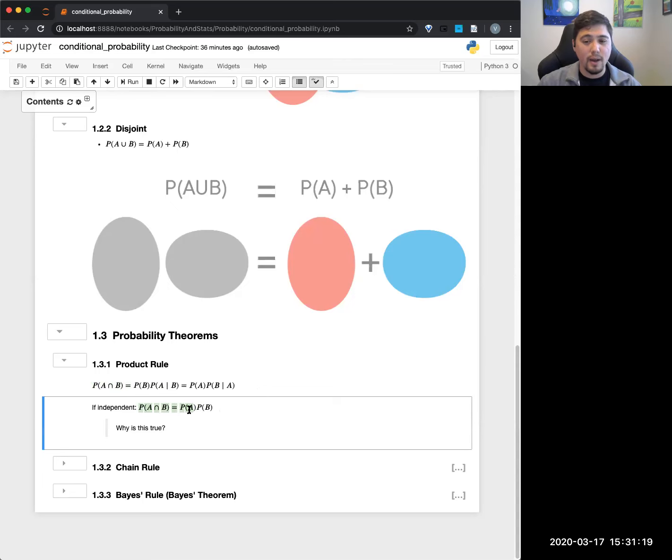So why is this true? Why did we go from this thing up here to this? Can someone try to give an example or try to explain, if this is always true, how do we get from here to here if it's independent?